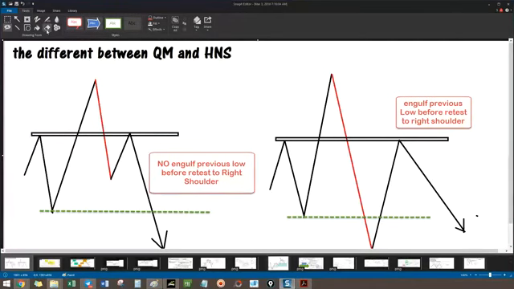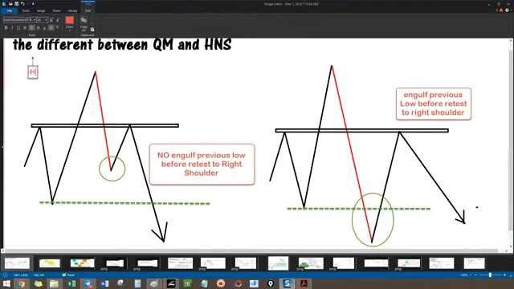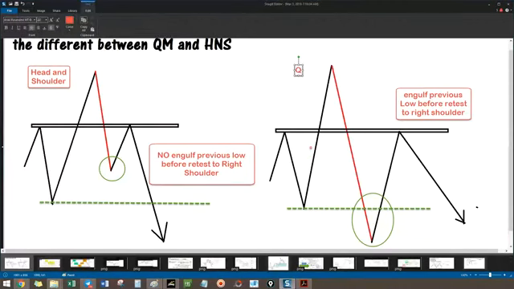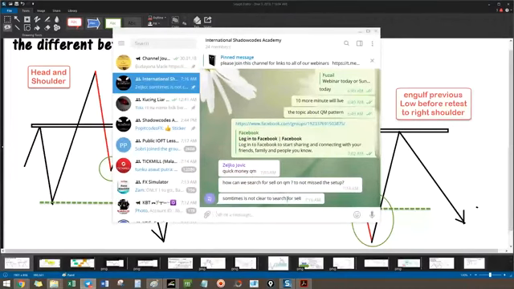Okay, so over here you can see this, the difference between HNS and QM. Okay, this is head and shoulder. This is Quasimodo. How come it become not clear? Okay, so this is the question. Okay, sometimes it's not clear.